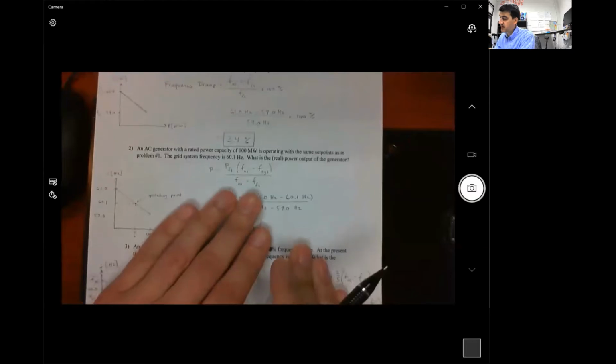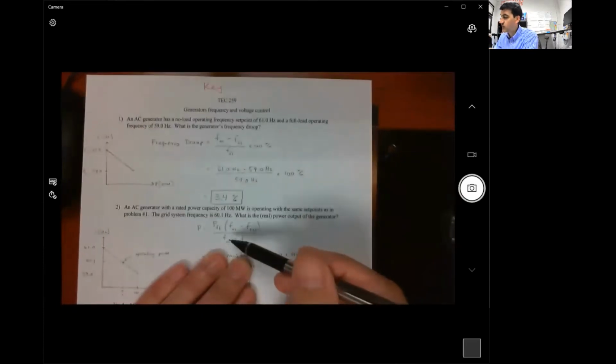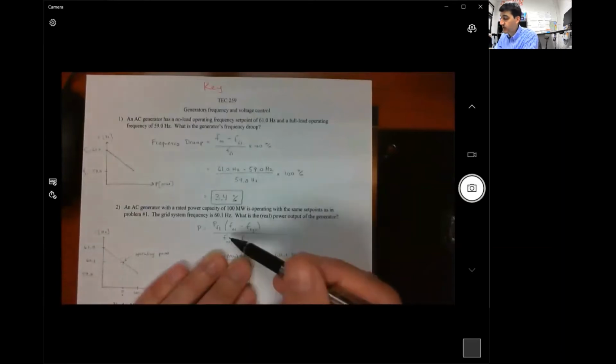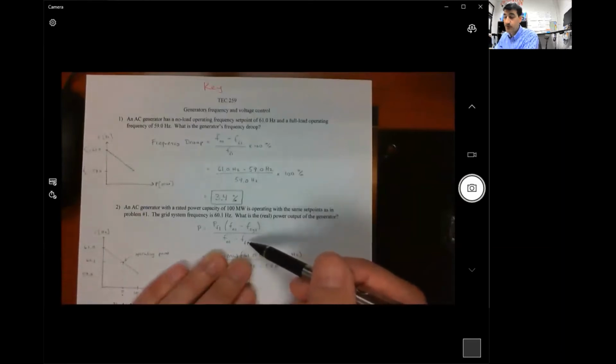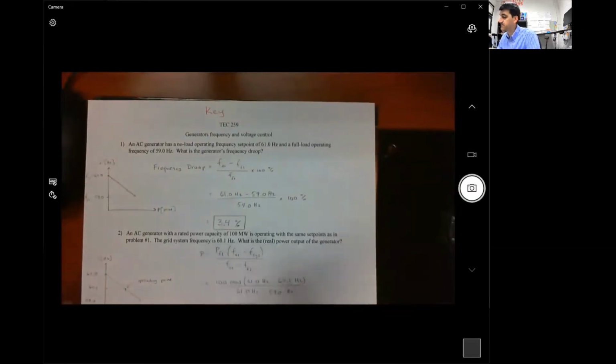So that is a bit of a problem for us right now, because look at our equations. Here is one equation that we've used so far, and it has the no load frequency here and here, as well as the full load frequency right here. So we're not going to be able to directly use this equation, because we don't know the no load or the full load frequency in number 3.